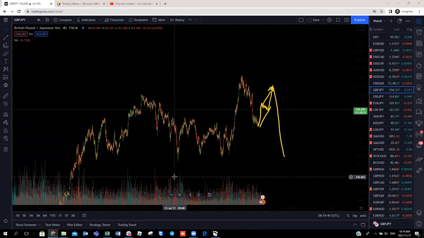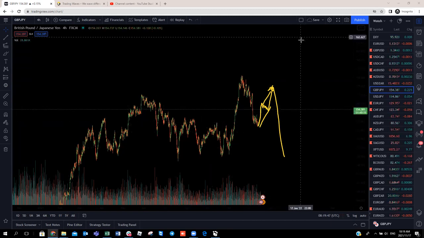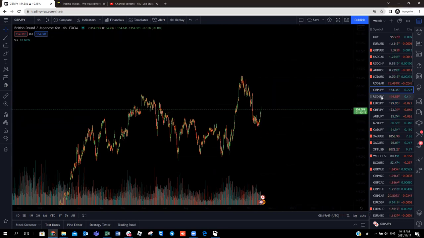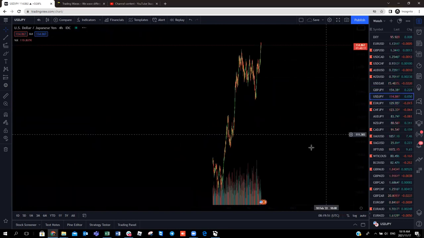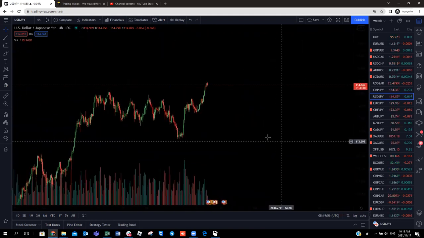This incognito window does not have my credentials on it. So if it plays out like this, we will be looking for this to continue pushing much lower. That is a pound US dollar. US dollar yen continues to push to the upside. Okay, we're still expecting more upside even at current levels.